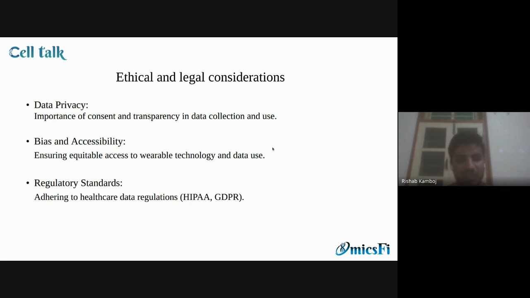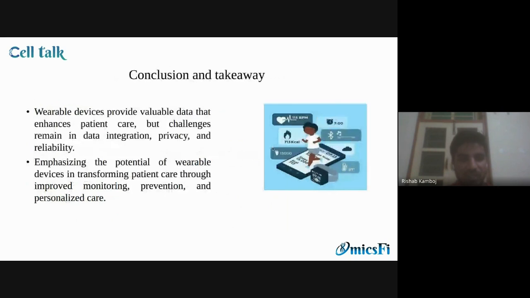Bias and accessibility, ensuring equitable access. There should not be a bias, like the data that we have is coming only from rich people who can afford the wearables. It should not be like that. So data should not have bias. We should consider it also. And it should comply with regulation standards. There are various regulation standards like GDPR and HIPAA. These are various healthcare data regulations.